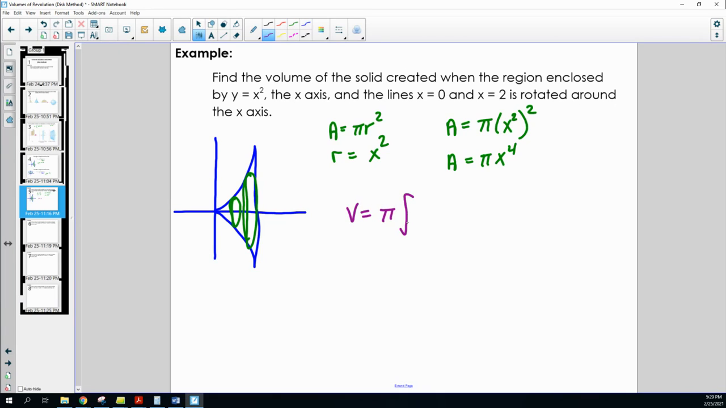So the volume will be pi times the integral from a to b, so the farthest left x value, which in this case is 0, and then the farthest right x value, in this case it's 2. So we're going to go from 0 to 2 of x to the 4th dx. So now we're just going to take the antiderivative. I'm going to keep the pi on the outside, take the antiderivative of x to the 4th, so we get 1/5 x to the 5th, and then we're evaluating it between 0 and 2. So we just want to plug in 2 for x, and then plug in 0 and subtract them. So this would give us 32/5 pi.